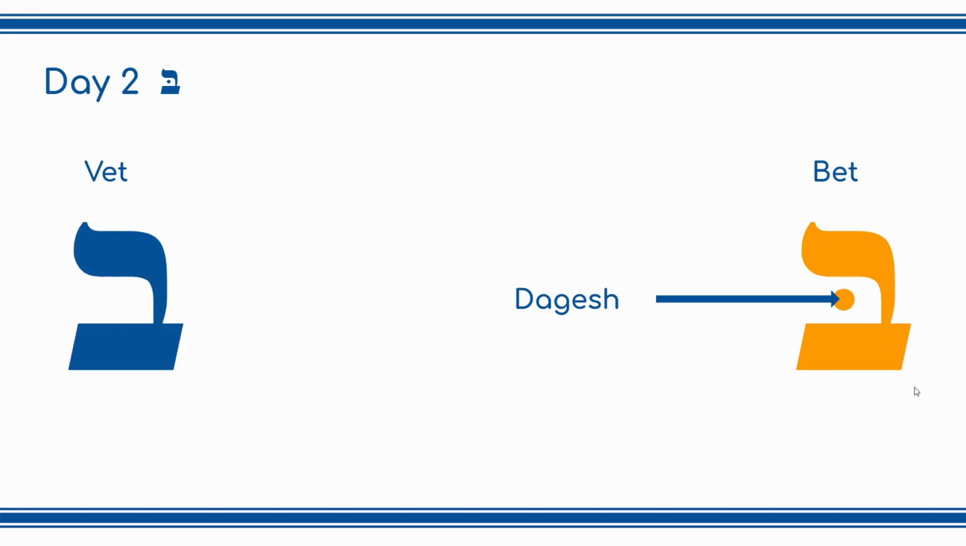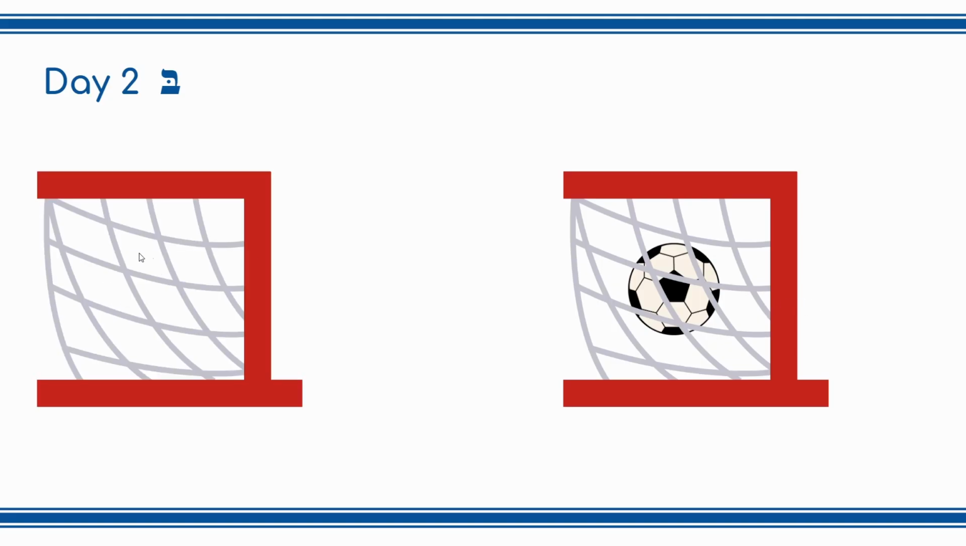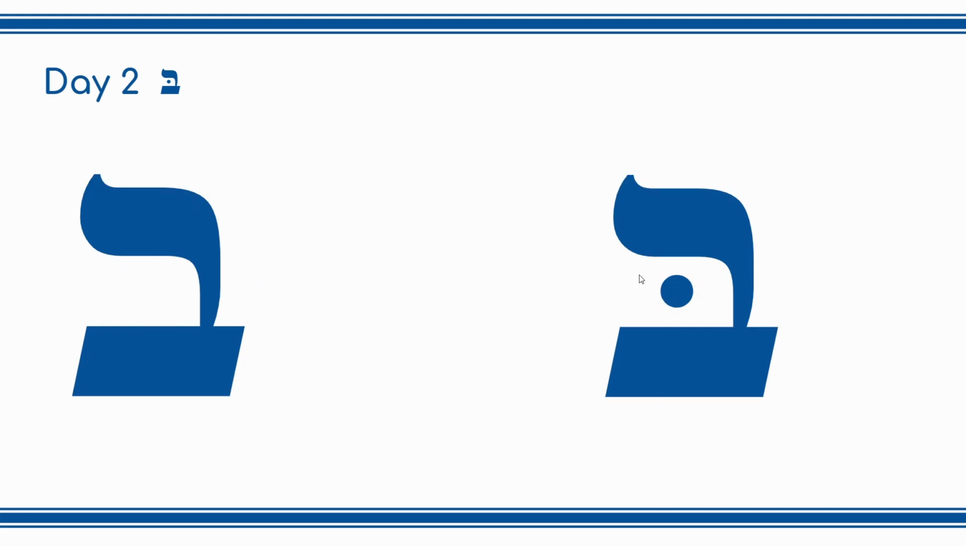This may sound a bit confusing at first, but hopefully you can use an analogy. You can use a soccer goal, the net, as a way of remembering this. The goal is like the letter Bet. When the ball, the dagesh, is inside the goal, it makes a B sound, B. When there is no ball in the goal, it makes a V sound, V. There you go, you can kind of see the letters. So B with the ball, no ball, V. That's how you can remember it. So Bet and Vet.